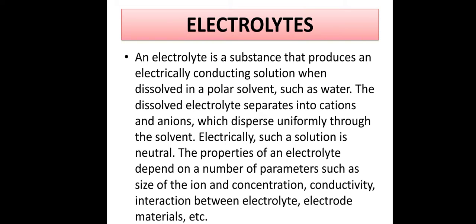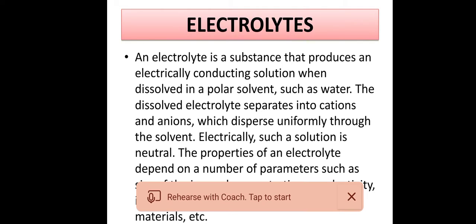Electrolyte. The substance which conducts electricity in solution or in molten state and undergoes chemical change during the passage of electricity is called an electrolyte. Electricity pass होने की वजह से अगर कोई chemical reactions होता है किसी एक system में तो उसे हम electrolyte कहते हैं.